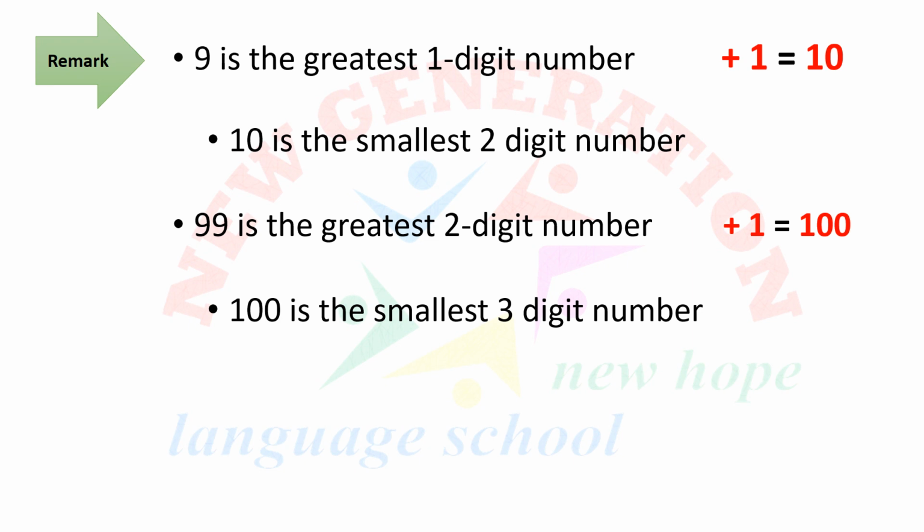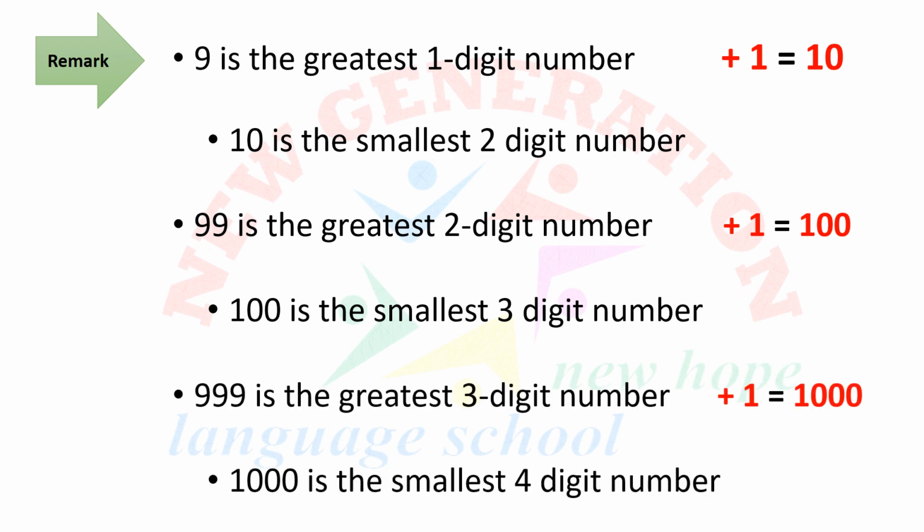If I add 1, it will be 100. 100 consists of three digits or three place values. So 100 is the smallest three digit number. 999 is the greatest three digit number. If I add 1, it will be 1000. 1000 consists of four digits or four place values. So 1000 is the smallest four digit number.